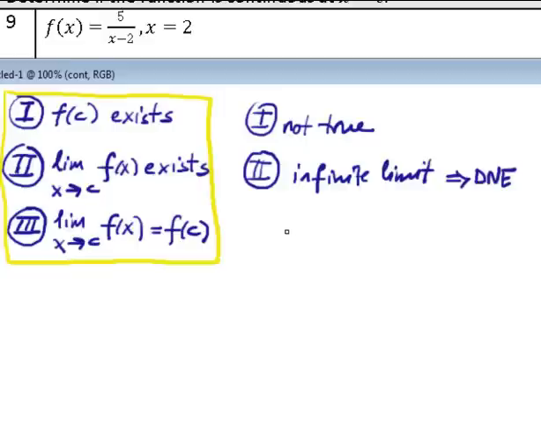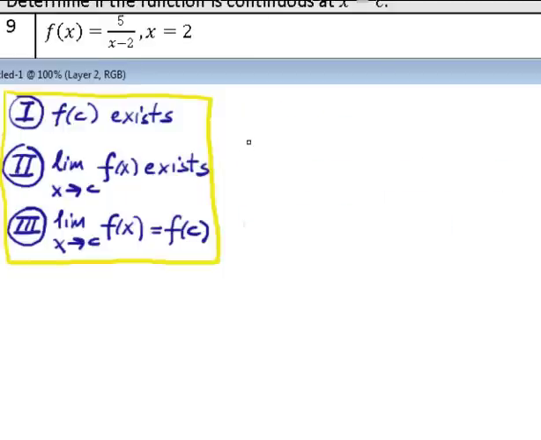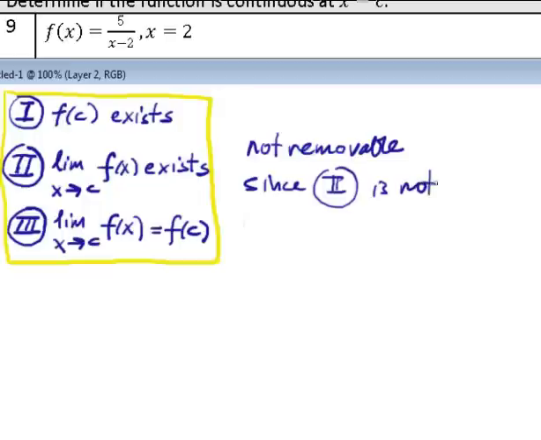All right, so 3 obviously can't be true. So this is definitely not continuous at x equals 2. Oh, let me mention also that it's not removable because 2 is not true. The limit does not exist. If a discontinuity is removable, then 2 has to be true. The limit must exist. Not removable since 2 is not true.